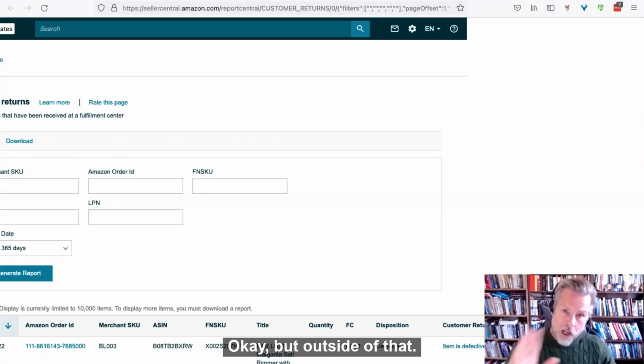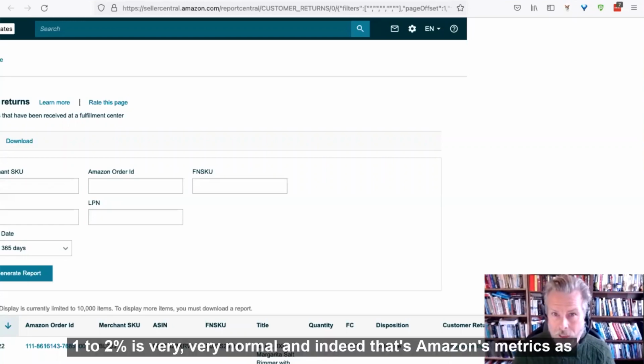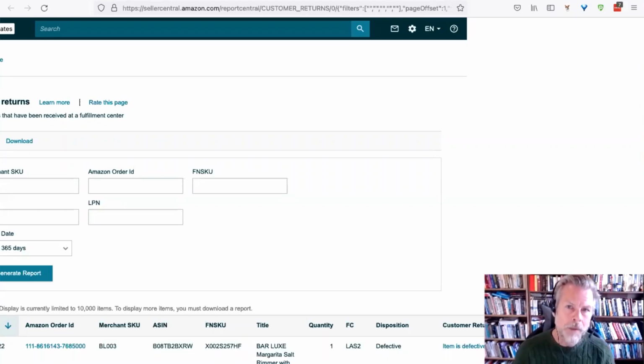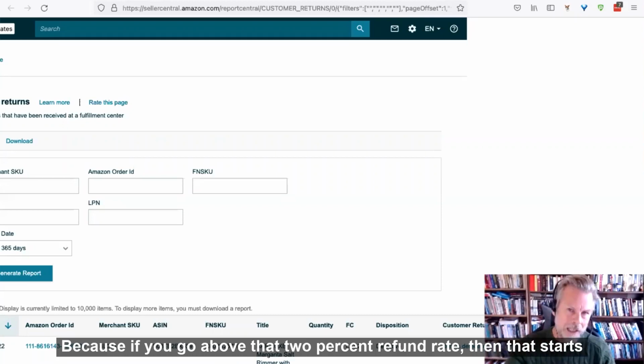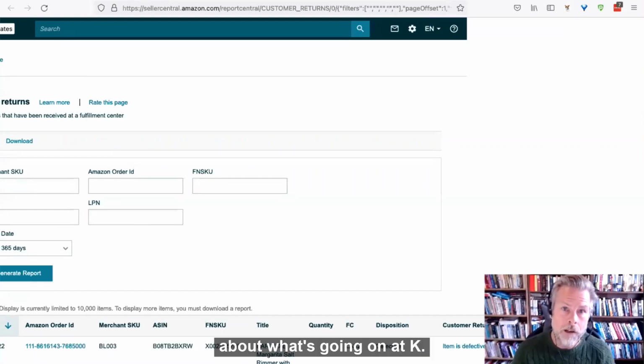But outside of that, which is a crazy example, 1 to 2% is very normal. And indeed, that's Amazon's metrics as well, because if you go above that 2% refund rate, then that starts flagging issues in Amazon's bots, and you start getting messages about what's going on, okay?